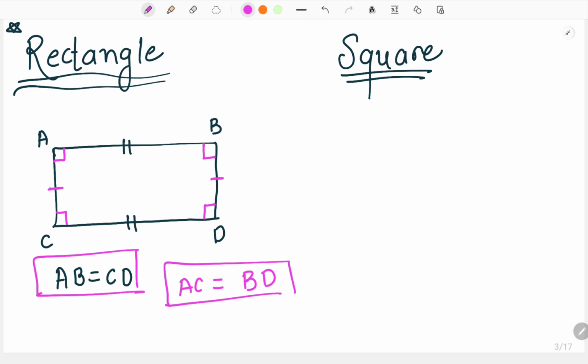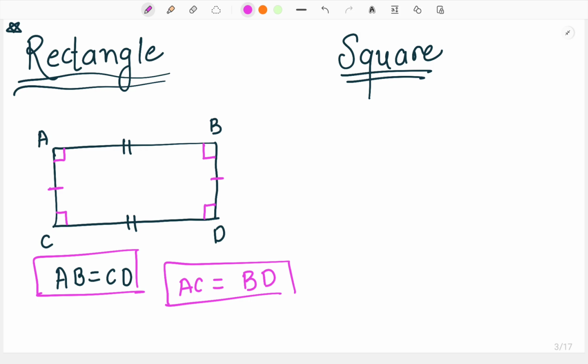So what is a rectangle? It is a four-sided polygon in which the opposite sides are parallel to each other and are equal, and all four angles of the rectangle are right angles, forming 90 degrees.